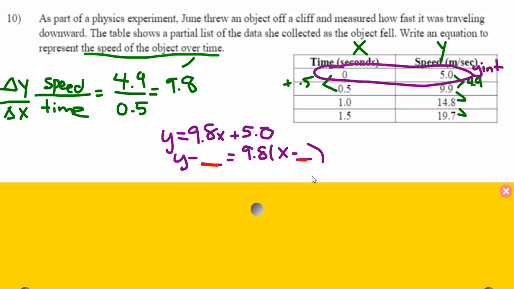So for example, I could have y minus 9.9 equals 9.8 times the quantity x minus 0.5. I could have y minus 14.8 equals 9.8 times the quantity x minus 1. Or y minus 19.7 equals 9.8 times the quantity x minus 1.5.